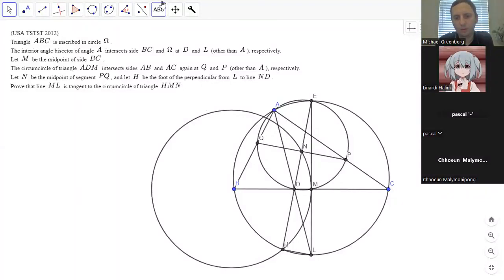And well, then I guess it's kind of obvious that these are perpendicular. Okay, and then to show that this is tangent, that's just the same. Let's see. That last step, I don't think it should be that hard. Yeah, that should just be an angle chase.